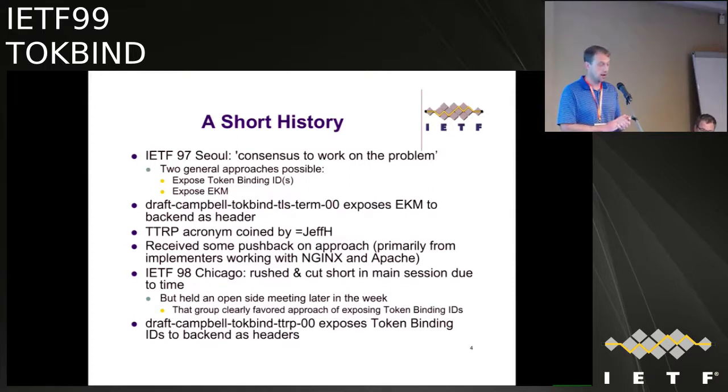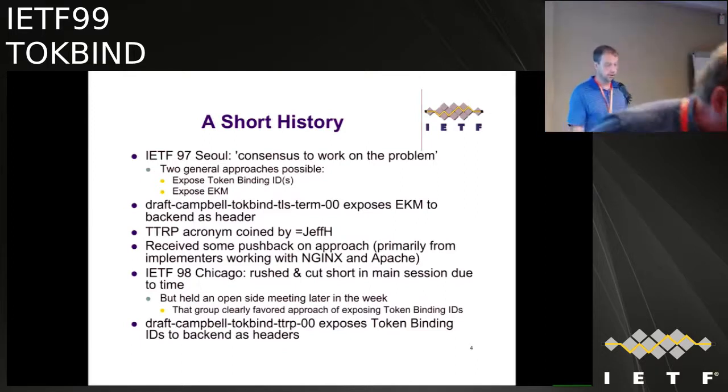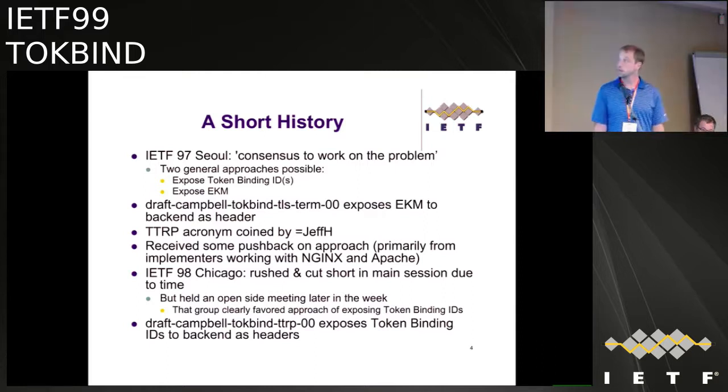But after that, I did have an open side meeting later that week. And we sat down with a smaller group and talked through the issues. And there was a clear preference amongst that group to do the other approach, where the TLS terminating reverse proxy does the token binding validation and exposes the token binding IDs to the backend application to do whatever they need to do. And then it took me several months to write Campbell tokenbind TTRP00, and that does exactly that. It exposes the token binding IDs to the backend as HTTP headers.